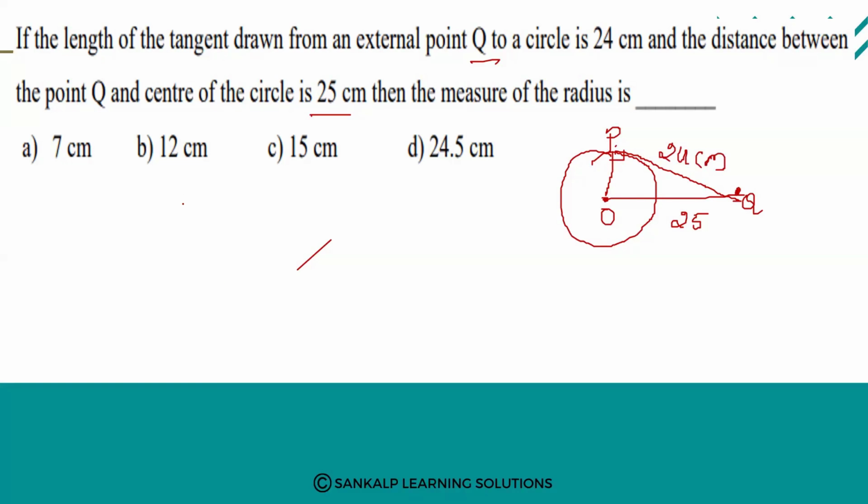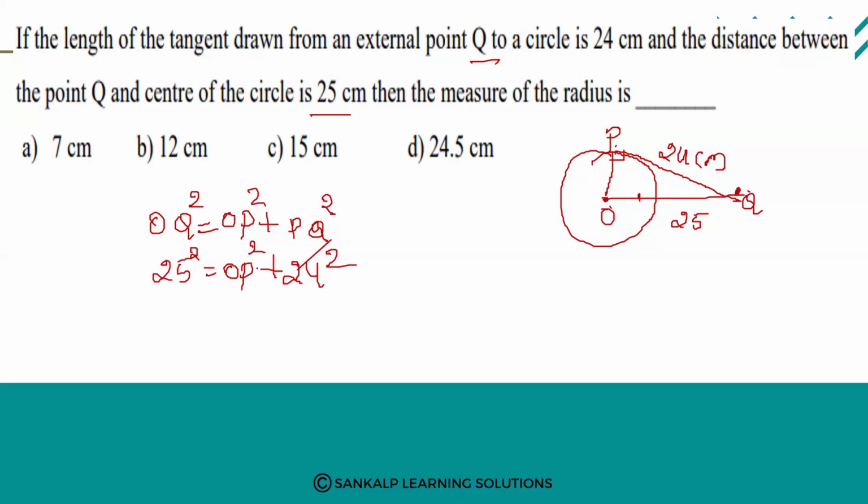Now, by Pythagoras theorem, here also Pythagoras theorem can be used. Why? Because this is a right angle triangle and you know the values of two sides. So by Pythagoras theorem, the side opposite to the 90-degree, that is hypotenuse, is OQ. So OQ square is equal to OP square plus PQ square, right? OQ value is 25 square. OP square, we don't know. PQ square is 24 square.